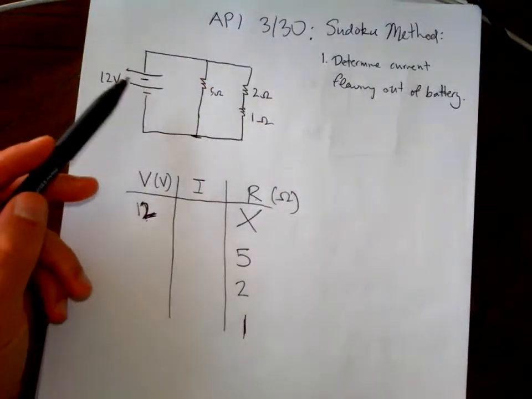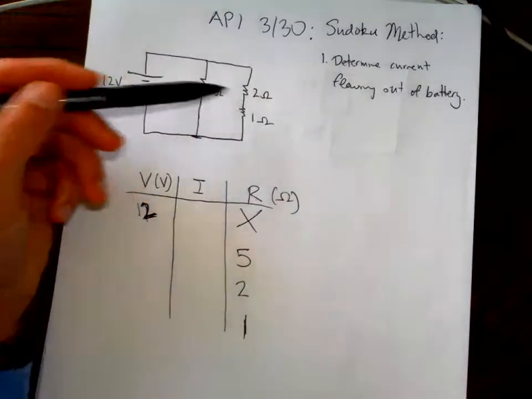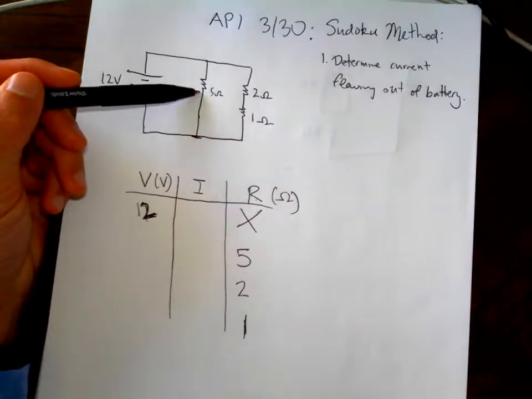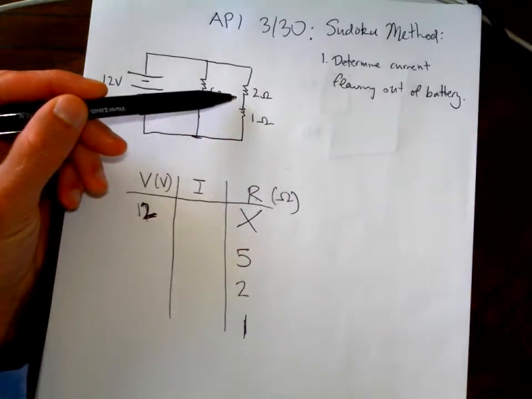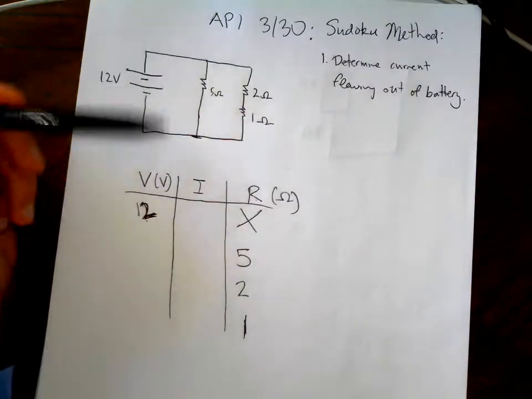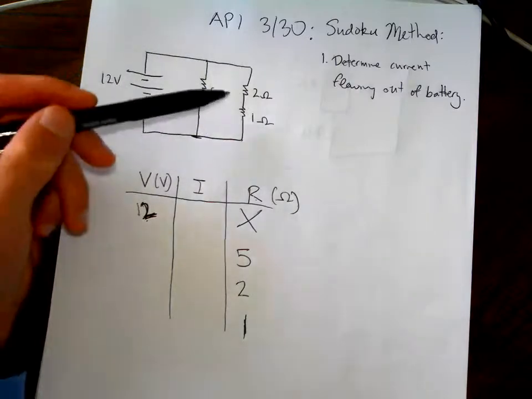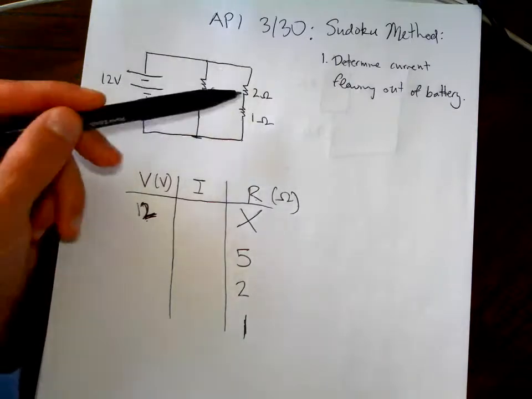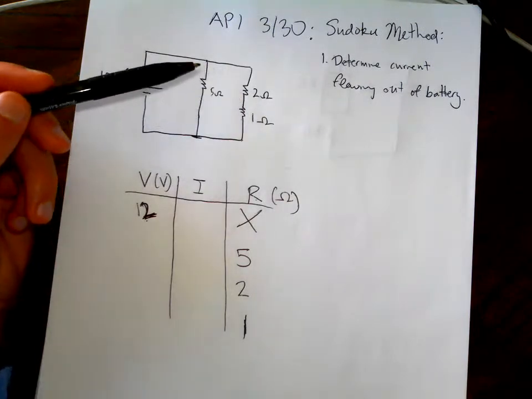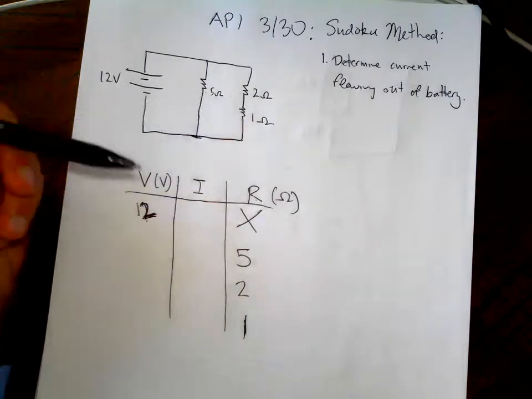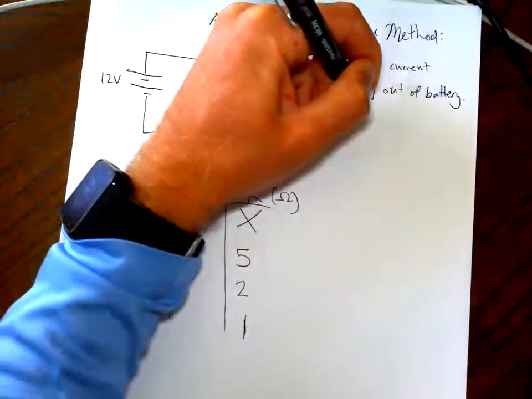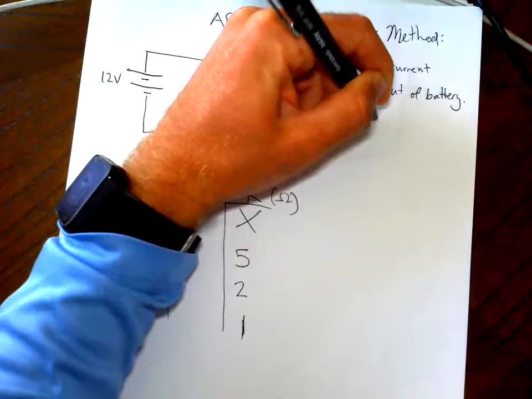Well, if we look at this battery, what does the battery see? It sees 3 resistors, and you can see that this branch of the circuit is in parallel with that branch, and these 2 resistors are in series. So basically the resistance of this circuit, as seen by the battery, is 5 ohms in parallel with 3 ohms. So the resistance of the circuit is 5 ohms in parallel with 3 ohms.